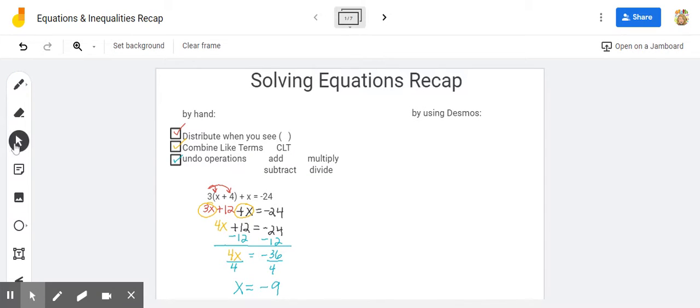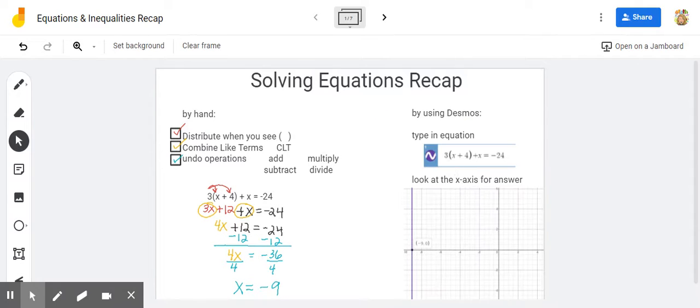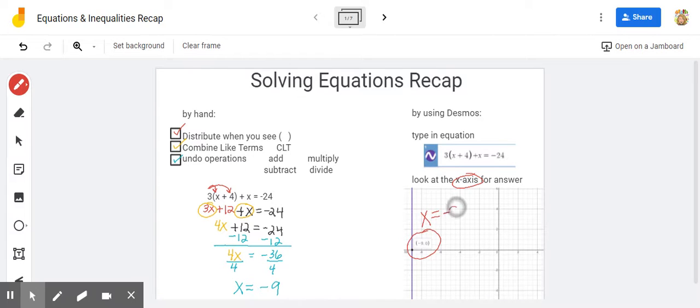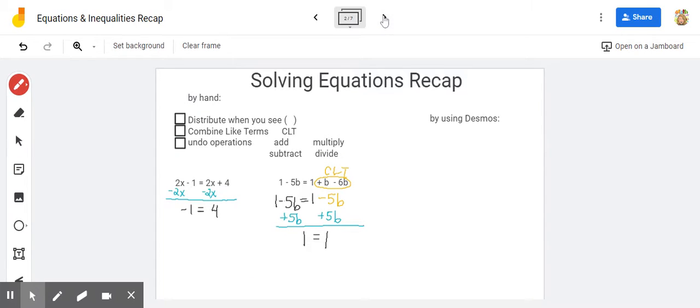Now, there is also a second way that you can solve this by using Desmos. If you type in the original equation and you look at the x-axis, you should be able to see a final answer. So look at the x-axis, which is right here, and it says negative 9. So you could also get your answer of negative 9 by using Desmos. Pretty clever, huh? Especially if you don't remember how to solve by hand. This is at least a Hail Mary that you can type it into Desmos and see what happens.